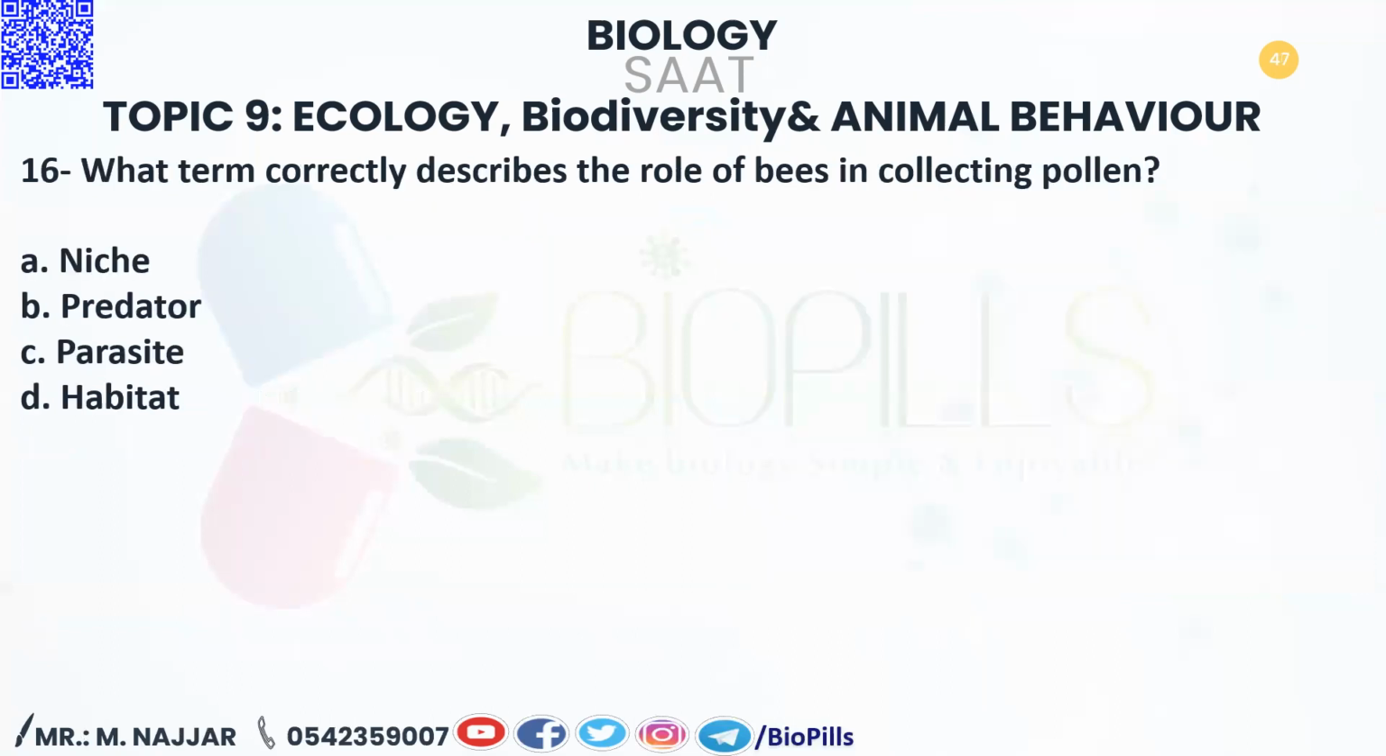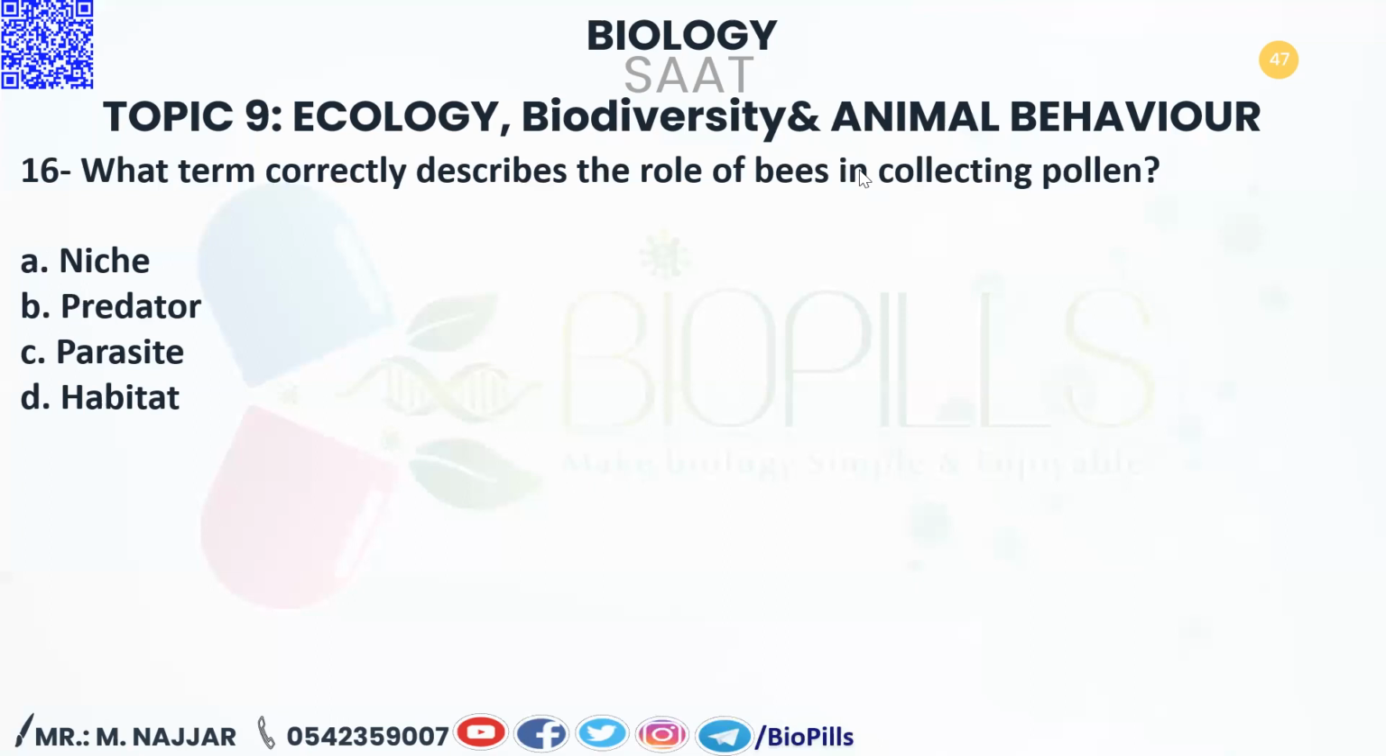Question number 16. What term correctly describes the role of bees in collecting pollen? A, niche; B, predator; C, parasite; D, habitat. While the bees are collecting the nectar, what is the correct term that describes the role of the bees now? Of course, it's the niche. As I told you before, habitat is where the living organism lives, but niche is how they live. Now they are collecting the pollen, so we can describe it as the ecological niche.